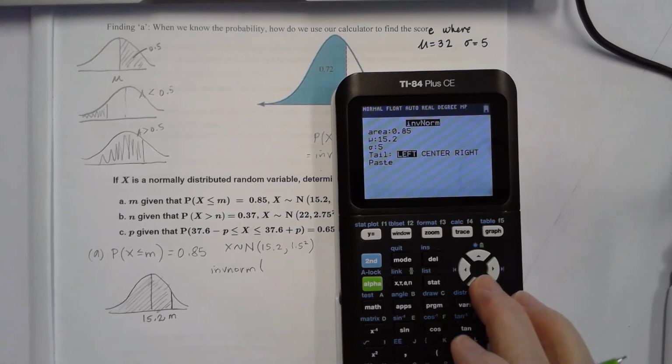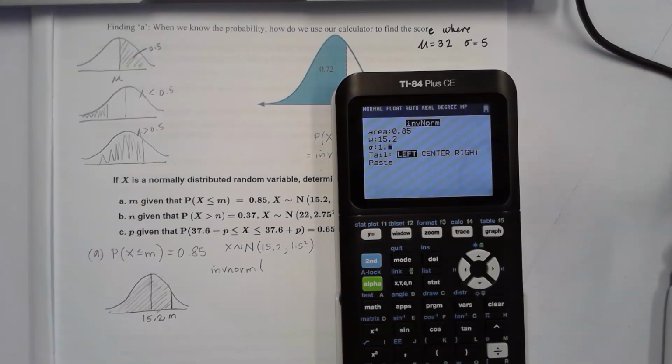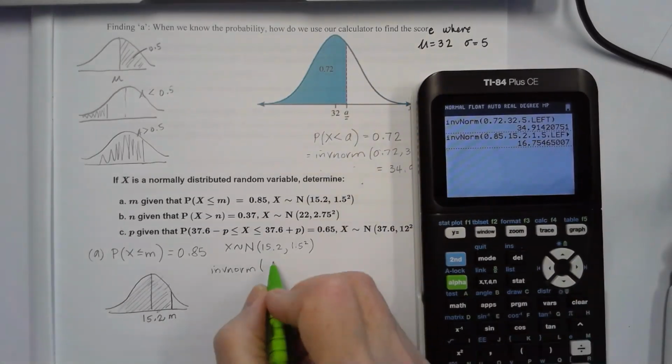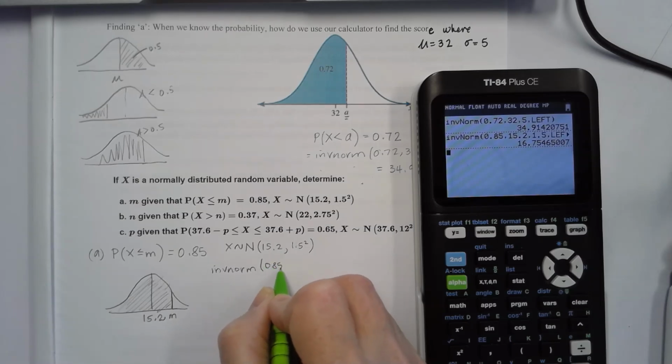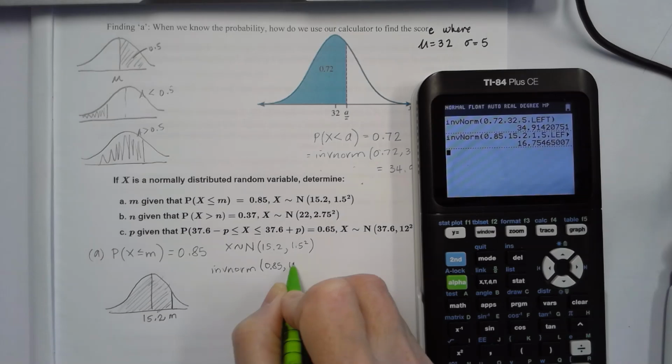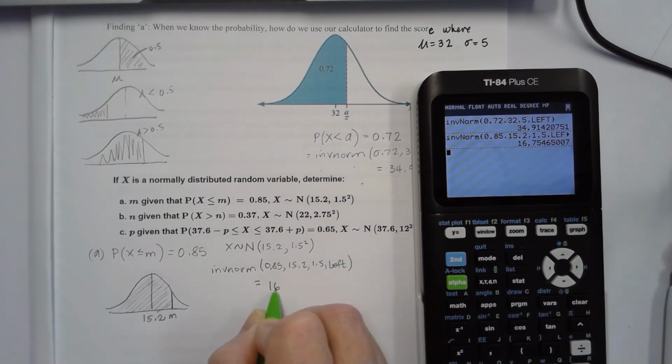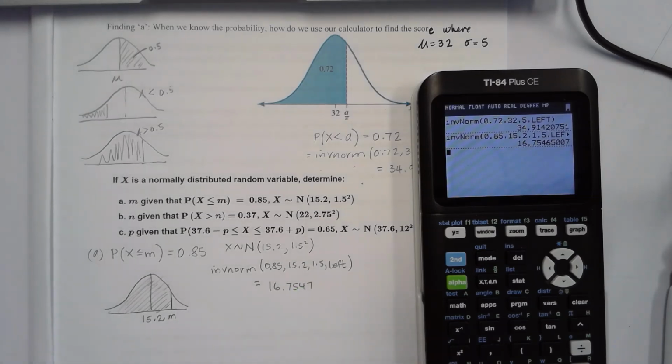15.2. Standard deviation is 1.5. I'm to the left. Okay? I'm going to write all this down. 0.85, 15.2, 1.5, left. Is everybody all right? Okay, that was A.